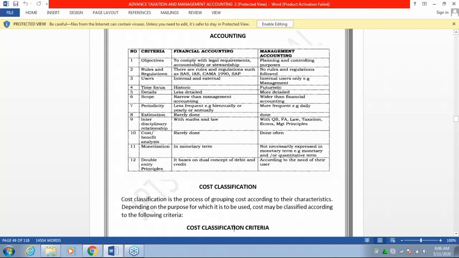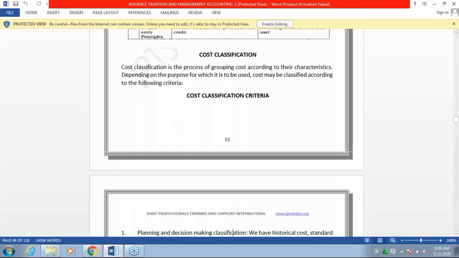So periodicity, financial accounting is less frequent, that is biannual, yearly or annually. More effectively, management accounting is basically every day, among the others. So when you look at that, that's about the differences.